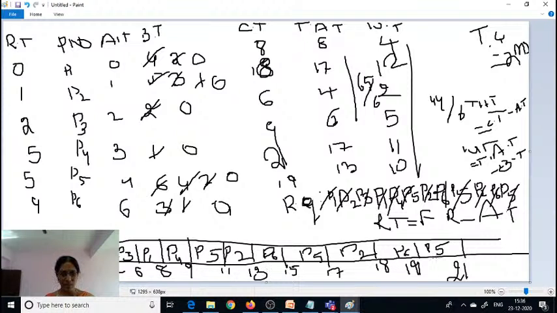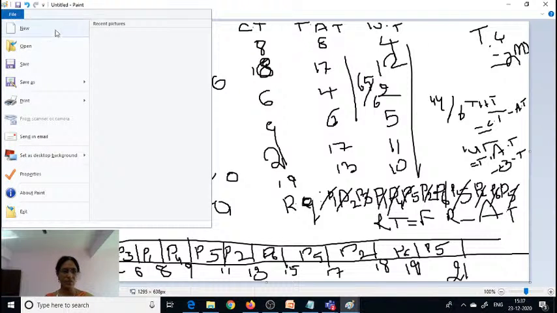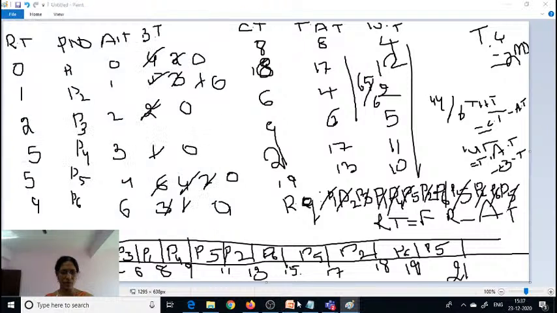Like this, based on this Gantt chart also some of the questions are asked in the competitive exams. So this is what the round robin scheduling algorithm. In this case, average waiting time, you can observe here in the previous example.